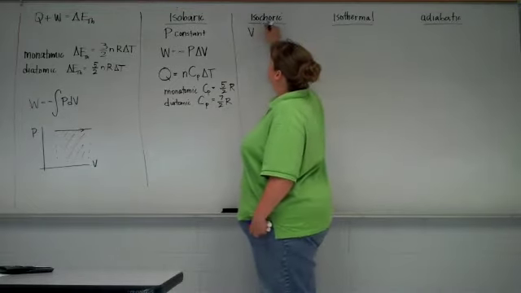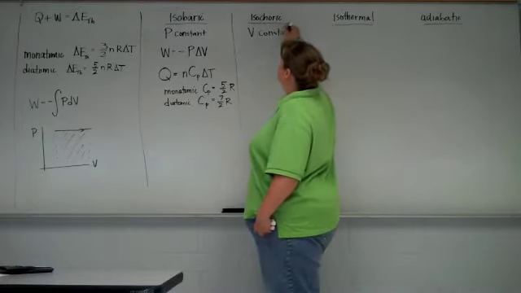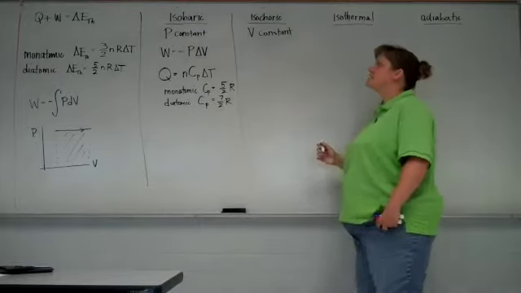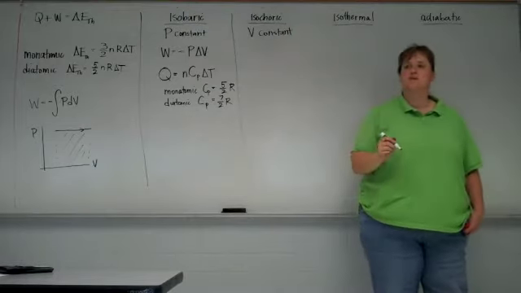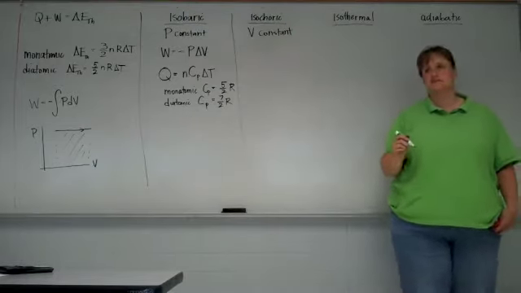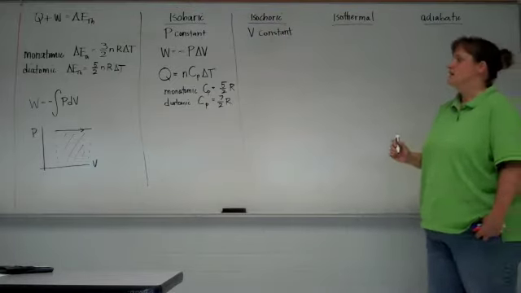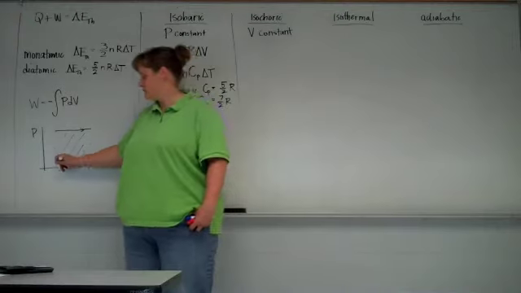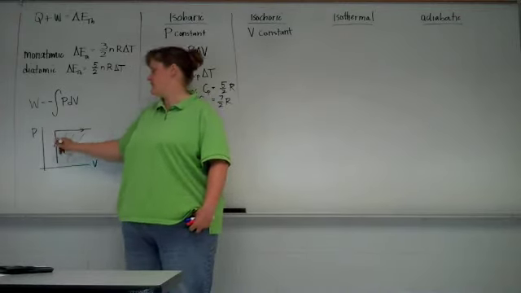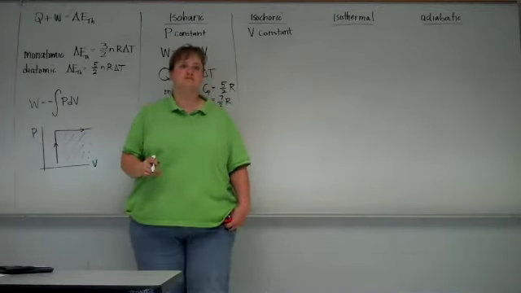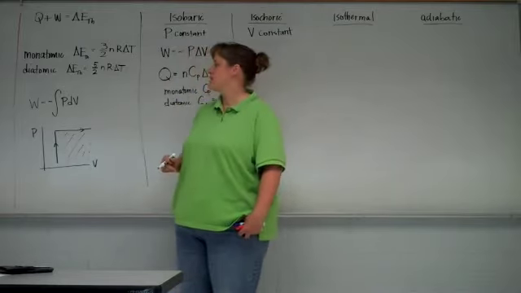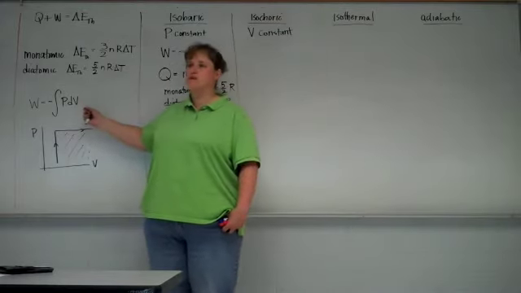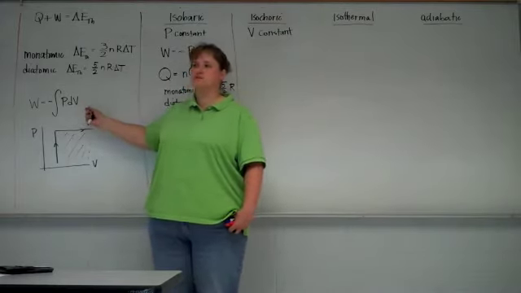Isochoric. Our isochoric process is the one where the volume is held constant. On a PV diagram, it was the vertical line. What can you tell me about the work if the volume is held constant?